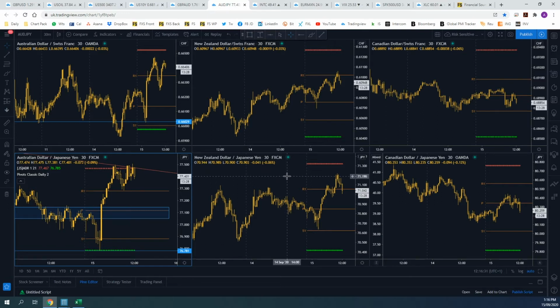Maybe the markets' risk tone isn't spilling through into the FX space, etc. Good one to always have on the charts as well.